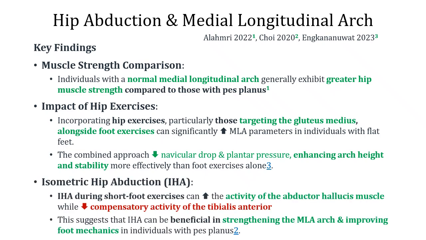Isometric hip abduction during the short foot exercise can increase the activity of the abductor hallucis longus while decreasing compensatory activity of the tibialis anterior. So you get a more coordinated muscle activation of the muscles that are ideal for supporting the arch, rather than the compensatory ones. And this suggests that isometric hip abduction can be beneficial in strengthening the medial longitudinal arch and improving the foot mechanics in individuals with pes planus.